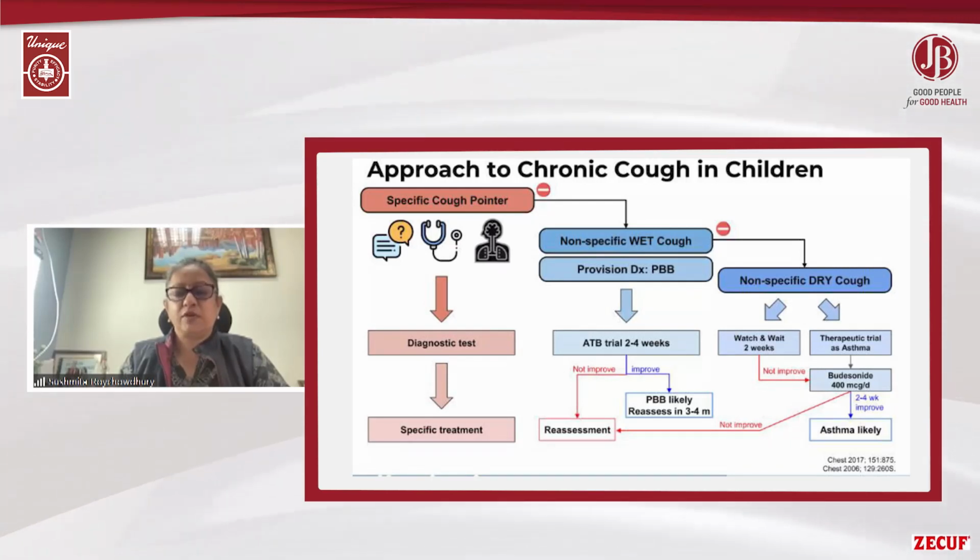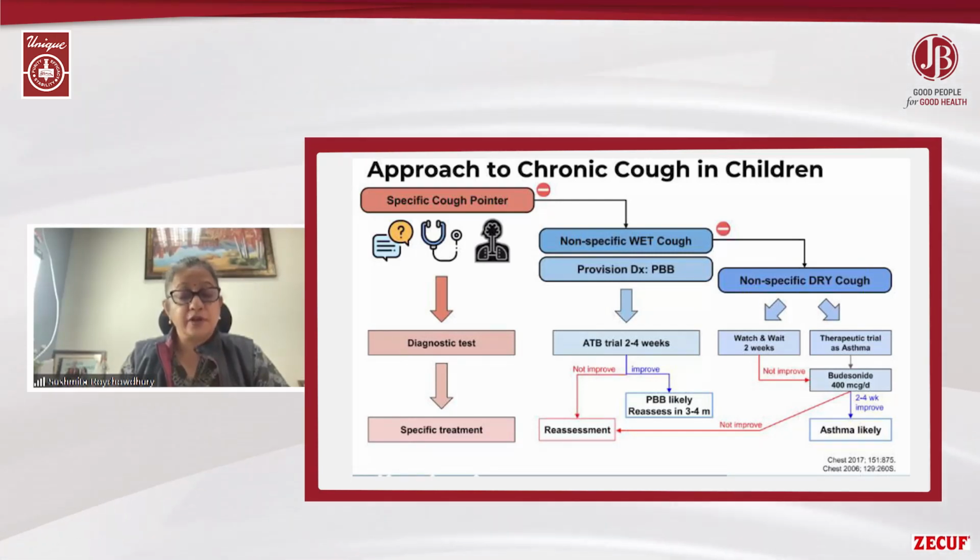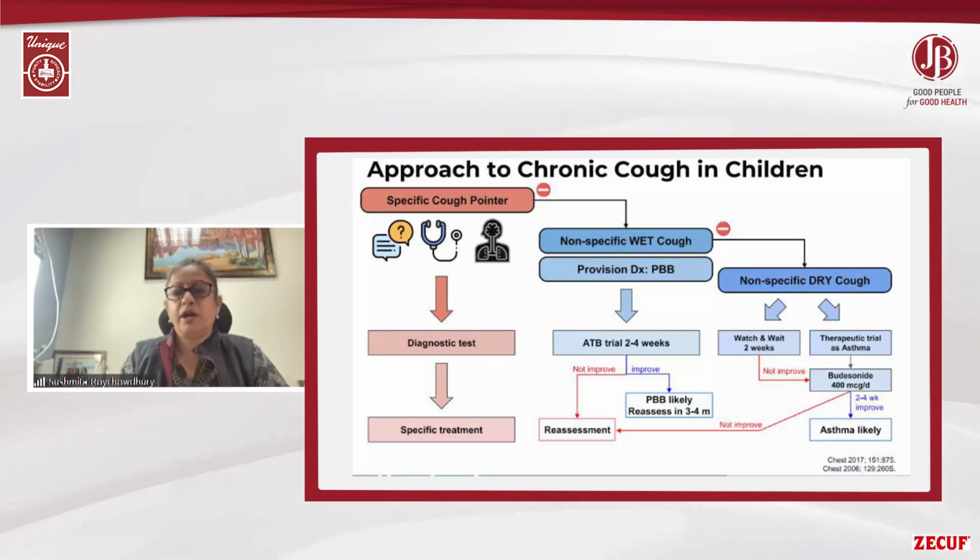In non-specific dry cough, you wait and watch for 2 weeks. If there is no improvement, then you give them a budesonide inhaler after doing an IOS, if it is possible, which is impulse oscillometry, or an empirical treatment for 2 to 4 weeks. If they do not improve, you reassess. If they improve, then it is likely that they are a wheezy child or have a tendency for asthma, and you continue to follow them up.